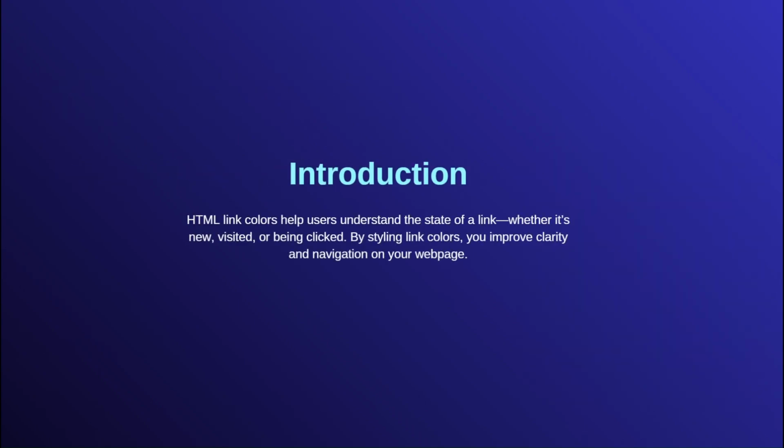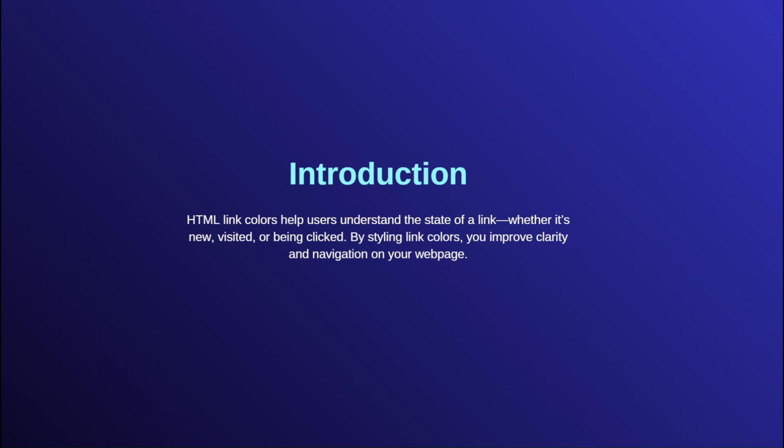HTML link colors help users understand the state of a link, whether it's new, visited, or being clicked. By styling link color, we improve the clarity and navigation on our web page. Last week, we only demonstrated how links are used on the website. I explained that we have internal links, external links, and other HTML links that we will eventually explore in the future when we are working on the main project.